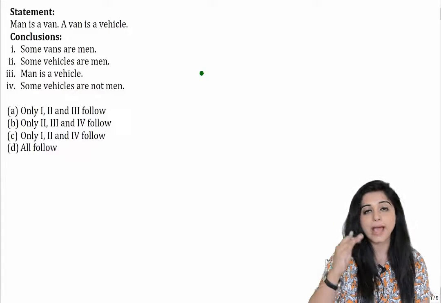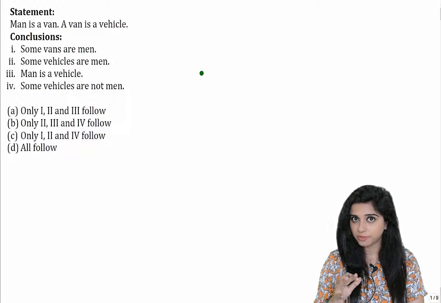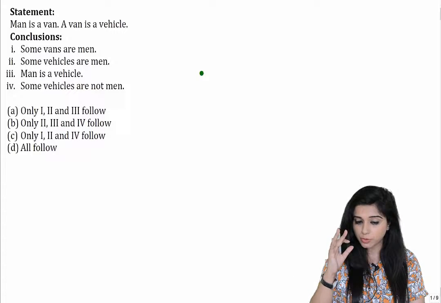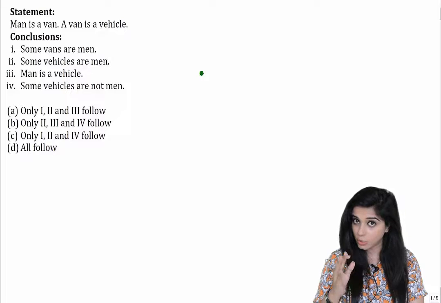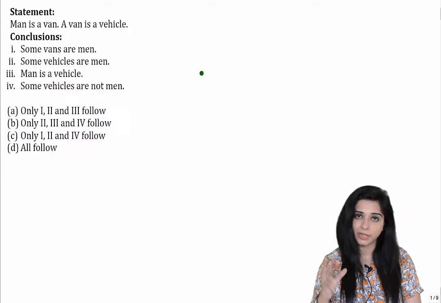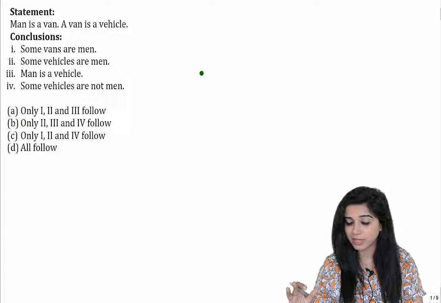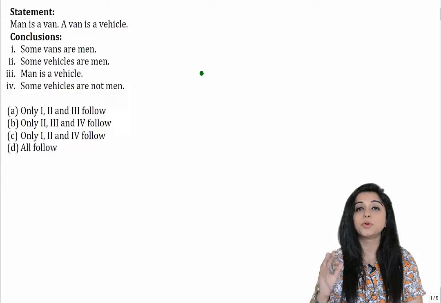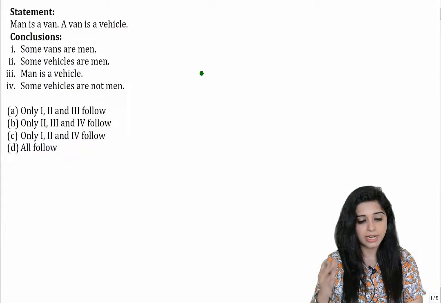It says man is a van. Now don't get confused, okay? You don't have to do anything. Yes, they look weird. Yes, they're looking nonsensical. Remember what I told you in the beginning of the class. But then we've got to only remember our rules, right?